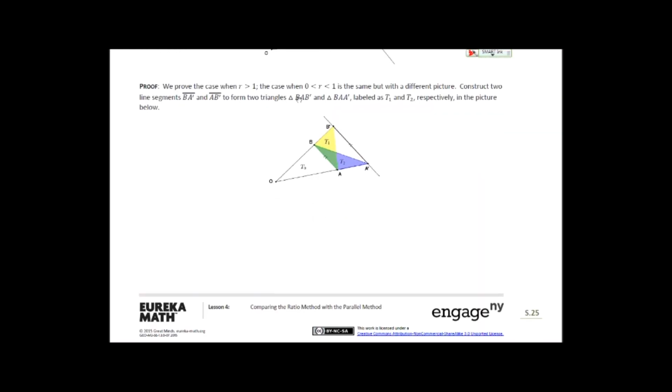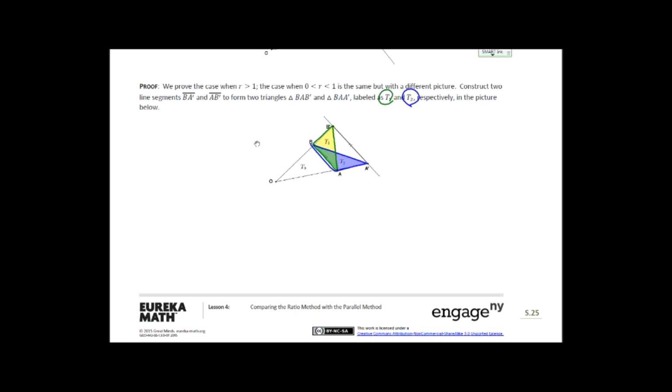Okay, here's the proof of that half of the theorem. We will prove the case when r is greater than 0, just for the picture, but we could prove the case where r was between 0 and 1 the exact same way, but with a slightly different picture. Construct two line segments, BA prime and AB prime, to form two triangles, BAB prime, which I've drawn in green, and BAA prime in blue. And they're labeling those as T1 and T2. So the green one is T1 and the blue one is T2, respectively, in the picture below.